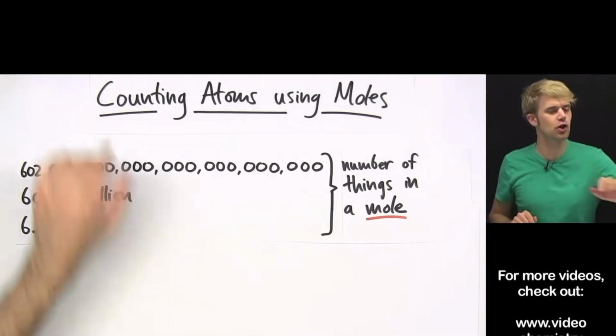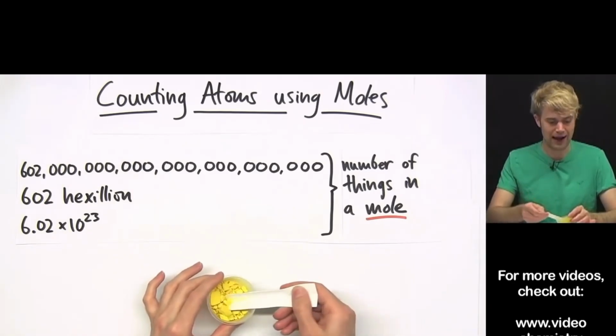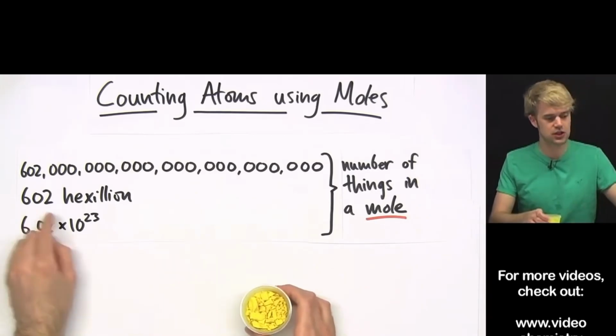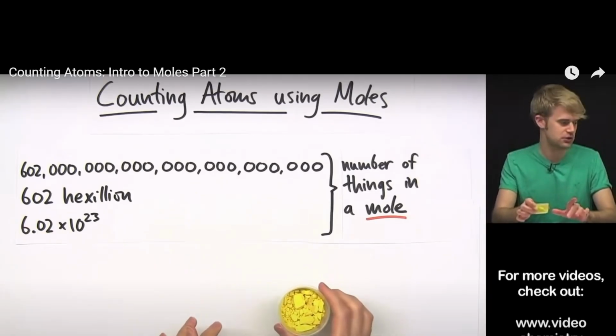Now let's take a look at a mole. Right here, I have a mole of sulfur atoms, which is just about 602 hexillion sulfur atoms. So that just drives home the point. That is 602 hexillion sulfur atoms. How big are atoms? Like so small your brain cannot even imagine how small they are. To have 602 hexillion of them in this tiny, tiny little dish, right?